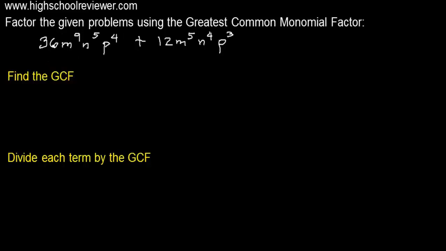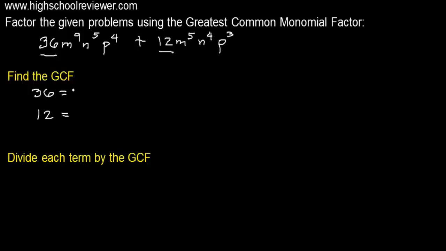Let's start with the constants. We have here two constants. We have 36 and 12. So what will be the greatest common factor of 36 and 12? List down first the factors of each number.